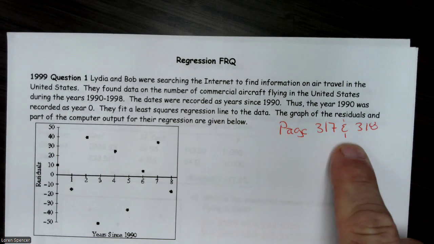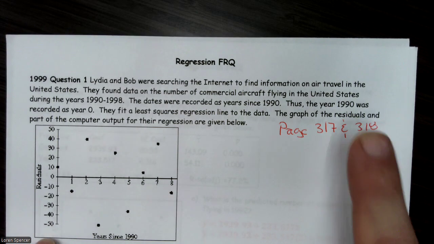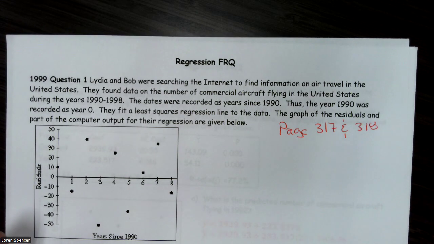It's going to be page 317 and 318 of your note spiral. And this is off the AP exam from 1999.